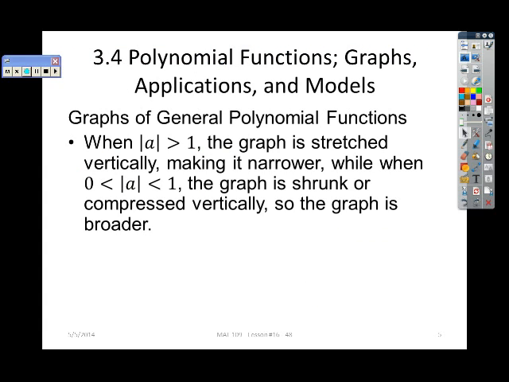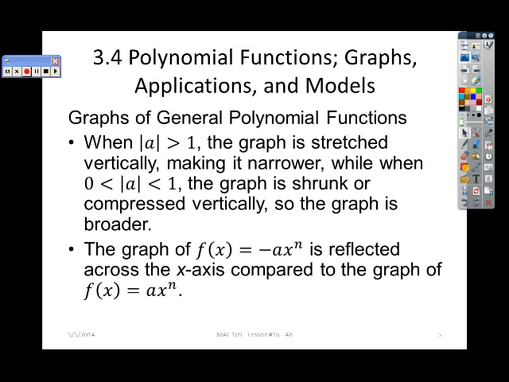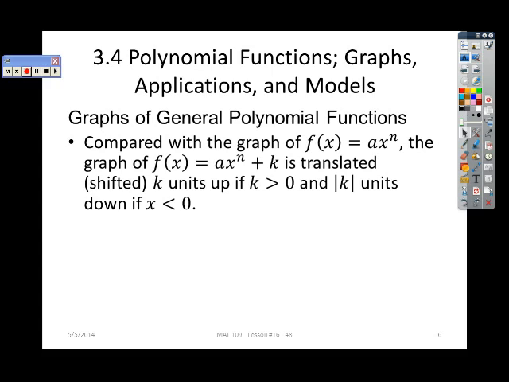And remember the transformations we looked at previously? If we have a constant greater than 1 multiplying the function, we're stretching the graph away from the x-axis. It's anchored there, but we're stretching it away. If a is between 0 and 1, then we're squeezing it down toward the x-axis. Remember that if we have a negative outside the function, we reflect up and down. If we have a negative inside the function, we reflect left and right.